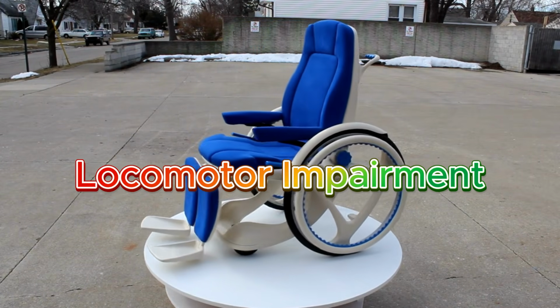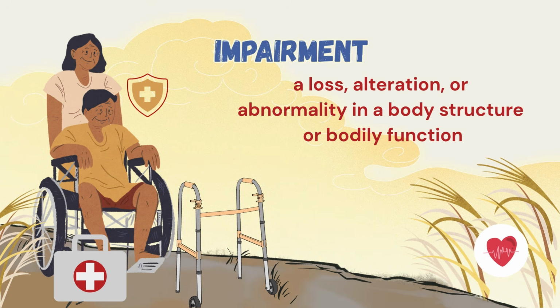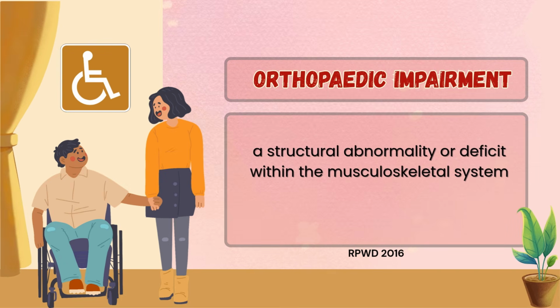Locomotor and orthopedic impairment. Impairment refers to a loss, alteration, or abnormality in a body structure or bodily function. Orthopedic impairment specifically denotes a structural abnormality or deficit within the musculoskeletal system, such as bones, joints, or associated tissues, that hinders normal bodily functioning and physical movement.